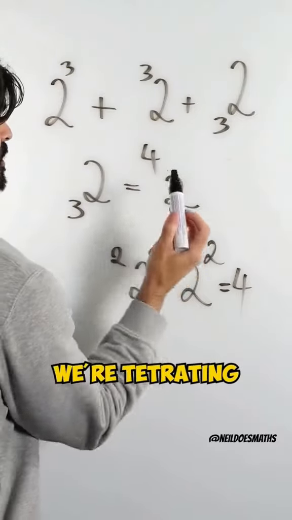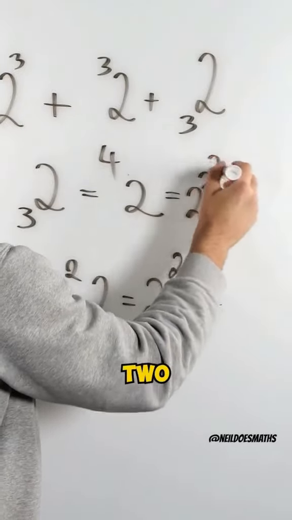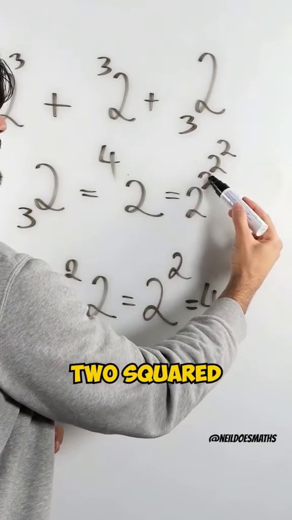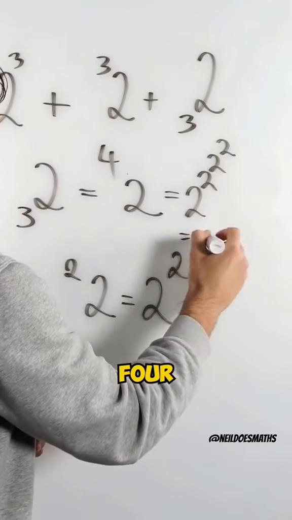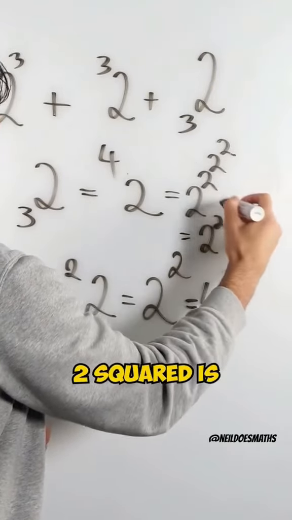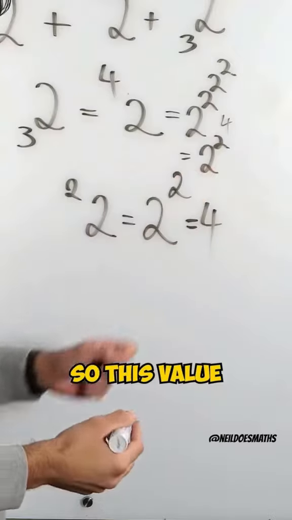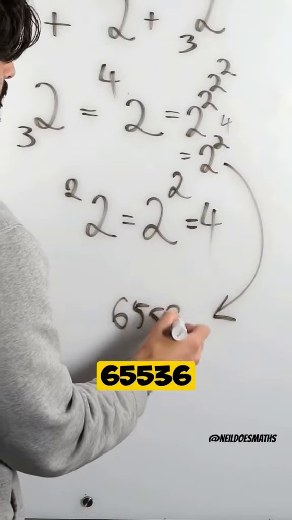So now we're tetrating this number 4 times in that direction. 2, 2, 2, 2. To evaluate this power tower, I can't do 2 squared because I need to do the top first. 2 squared is 4. So we get 2 to the power of 2 squared, which is 4. 2 to the power of 4 is 16. So this value is 2 to the power of 16, which is a really easy calculation of 65536.